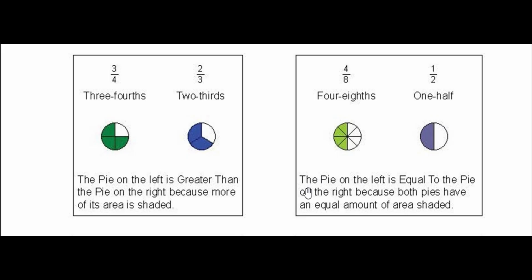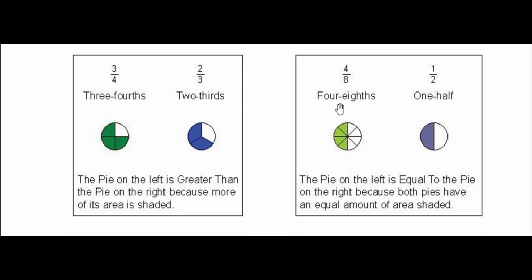So, the pie on the left is equal to the pie on the right because both pies have an equal amount of area shaded. And looking at both pies, you can see that both pies have the same amount of area shaded. So, 4/8 is equal to 1/2.